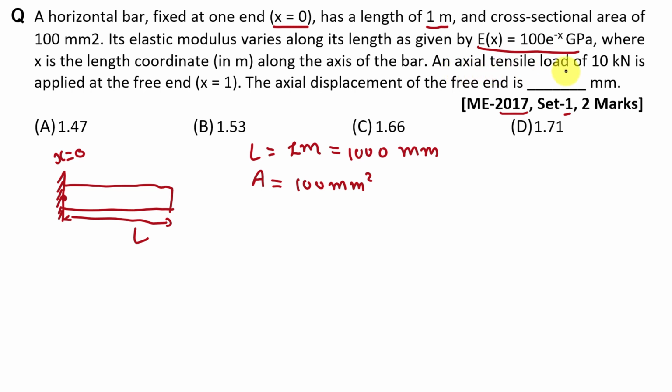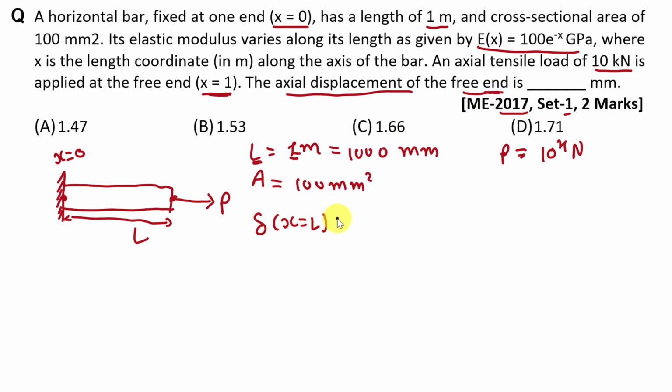Fine. The axial tensile load of 10 kN is applied at the free end, where x is equal to 1. Means here we know that x is equal to L and it is 1. So at this point we apply a tensile force like this, and it is having value 10 kN, so it is 10 raised to 4 Newton, right? Here we have to find out the axial displacement of the free end. Means we have to find out the deformation at x is equal to L.